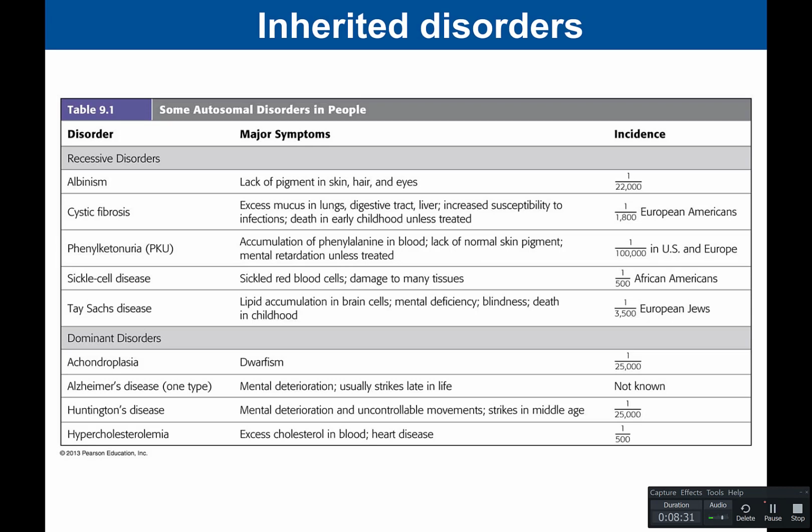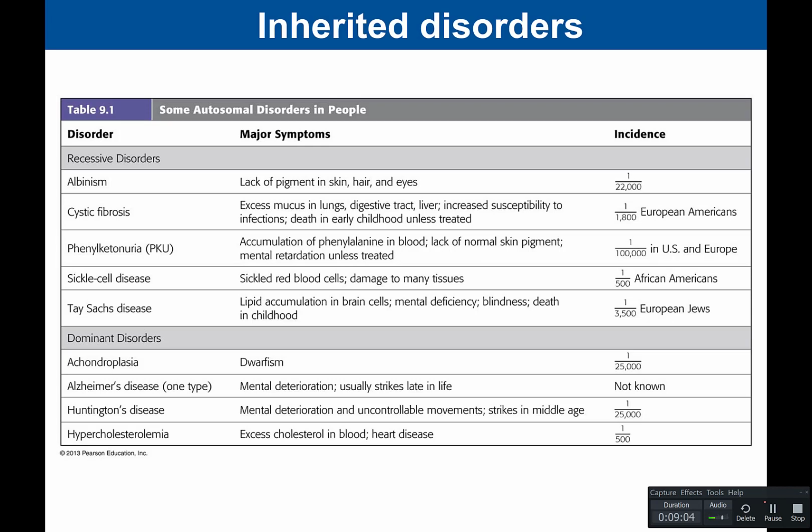Tay-Sachs leads to a lipid accumulation in brain cells because, again, it's a deficiency in a lysosomal enzyme that's used to metabolize lipids. It causes mental deficiency, blindness, and death in early childhood. 1 in every 3,500 people of European Jewish descent. So if you fall in that category, you might be asked if you would like to be screened for Tay-Sachs. Then we get to our dominant disorders.